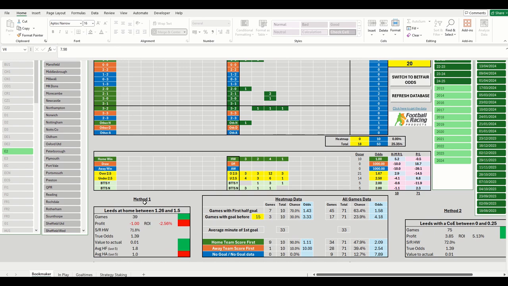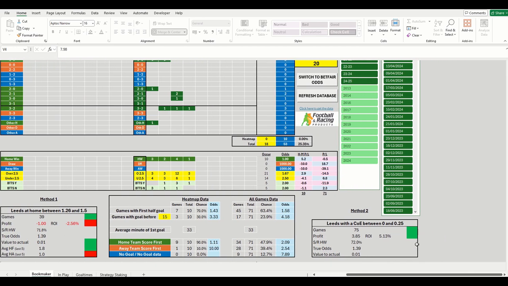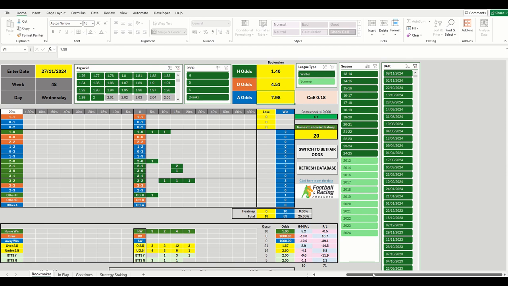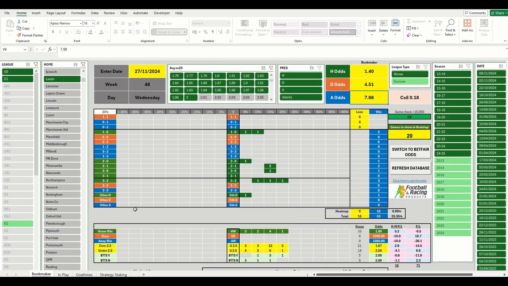And looking at Leeds down here, method 1, where they're at home and they're between 1.26 and 1.5, about scratch, just below 39 games. So it wouldn't be really anything to give you any confidence backing them at that price. However, looking at them in the coefficient between 0 and 0.25, there have been 75 games returning a profit of 3.85 unit stakes, an ROI of 5%. So that identifies there is value using the coefficient. So yeah, that's Leeds Luton. Everything's pointing to a home win there.